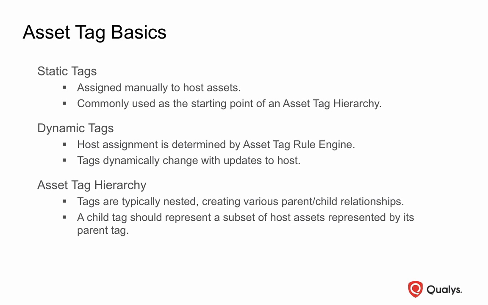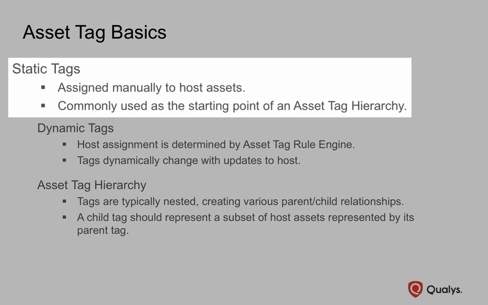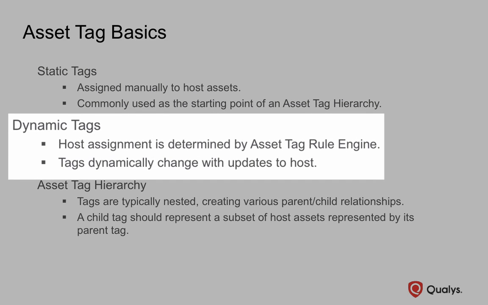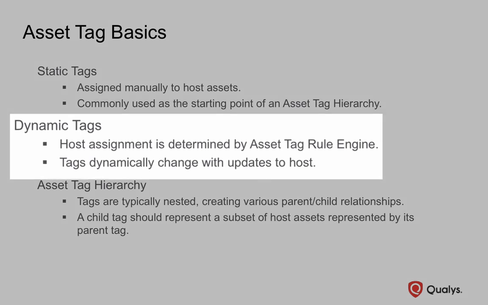First, not all asset tags are dynamic. You can build static tags that you would then manually assign to selected host assets within your account. Static tags are commonly used to establish the starting point for individual asset tag hierarchies. Dynamic tags, on the other hand, are automatically assigned to host assets based on their rule engine. Asset tag rule engines focus on different host attributes, and when these attributes change, so do their respective tags.